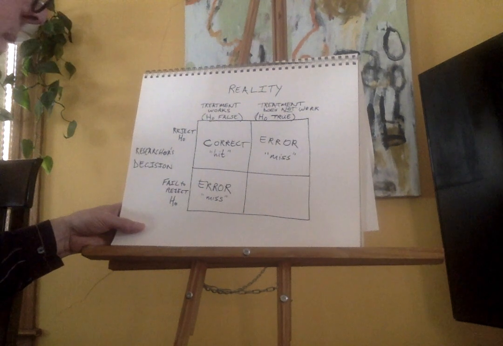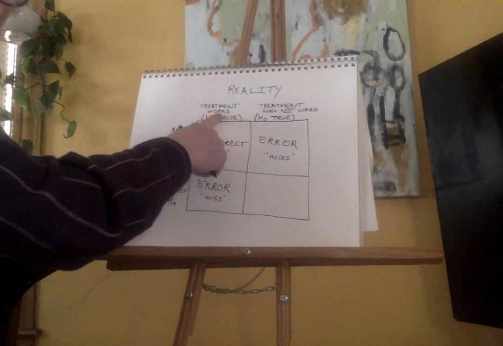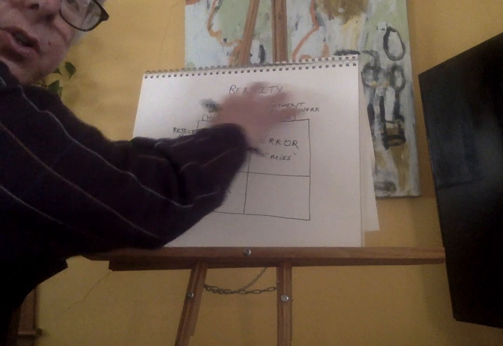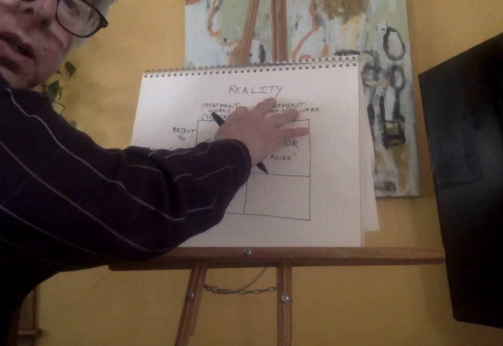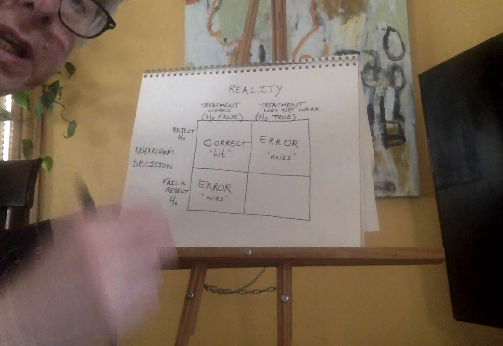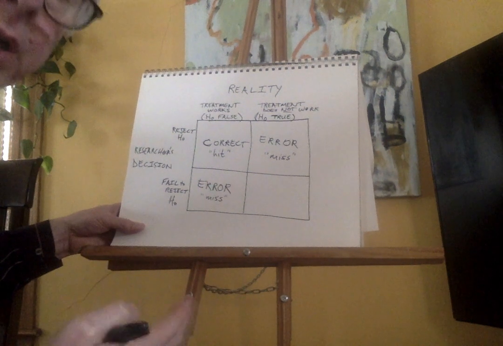Now, sometimes people will be like, well, why would you fail to reject the null if the treatment works? Listen, folks, the researcher doesn't see this, okay? The researcher doesn't see this. She is making her decision based on the data, okay? You can make a wrong decision.